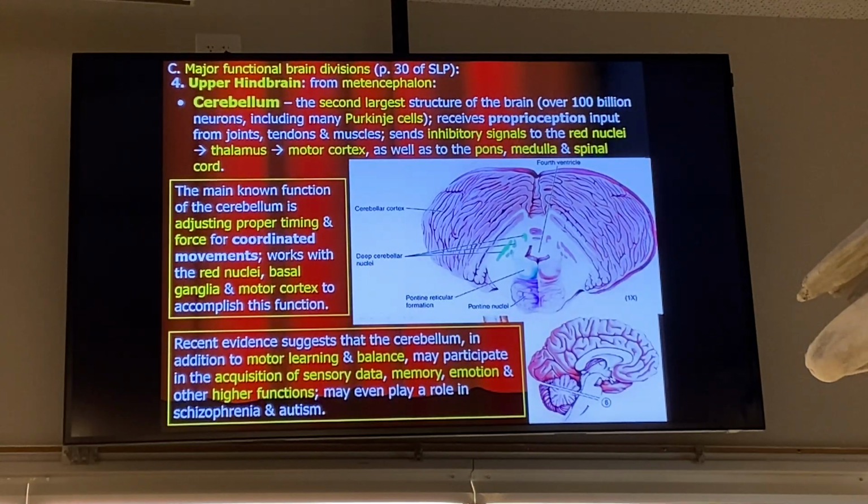As the second largest structure in the brain, this bottom box is not surprising. Even though it is metencephalon, there are some higher functions in this large structure. Certain non-declarative memories.